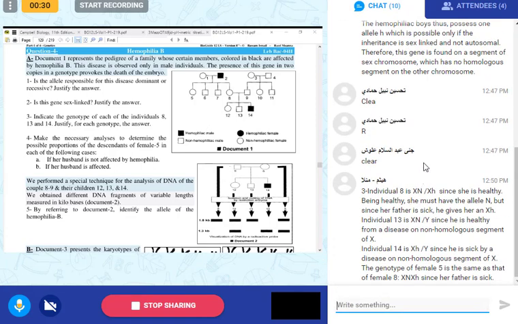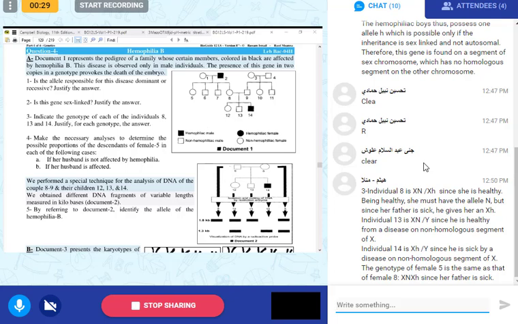Yalla, can you read the answer, please? Yes, individual A is XN XH, since she is healthy. Being healthy, she must have the allele N, but since her father is sick, he gives her an XH. Individual 13 is XNY, since he is healthy from a disease on the non-homologous segment of X. Individual 14 is XHY, since he is sick by a disease on the non-homologous segment of X. The genotype of female 5 is the same as that of female A, XN XH, since her father is sick.